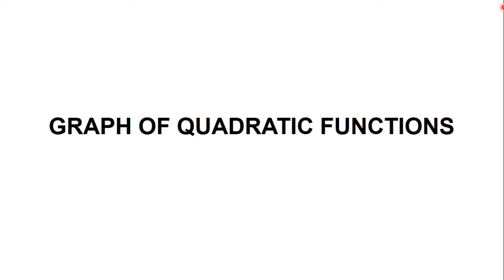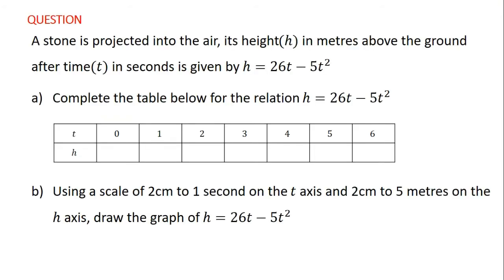The question for this video is: a stone is projected into the air. Its height h in meters above the ground after time t in seconds is given by h = 26t - 5t². A. Complete the table below for the relation h = 26t - 5t².